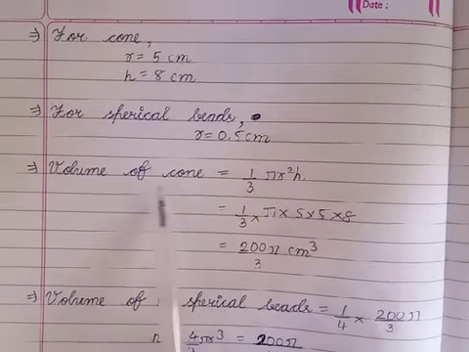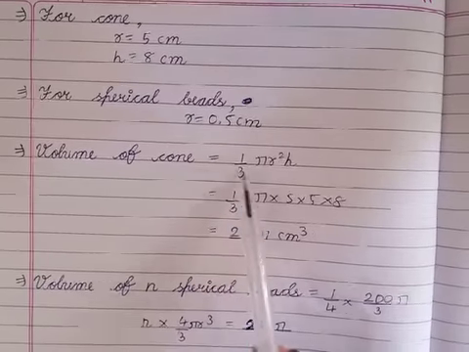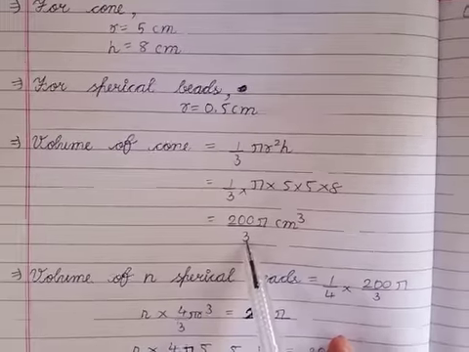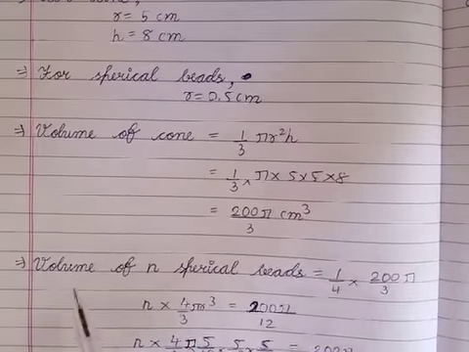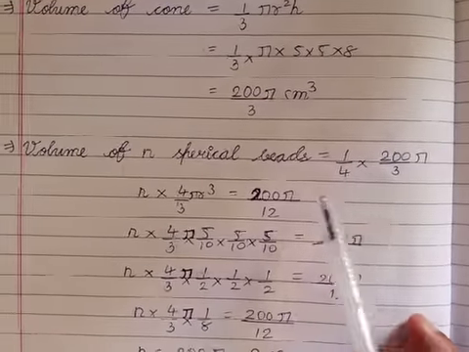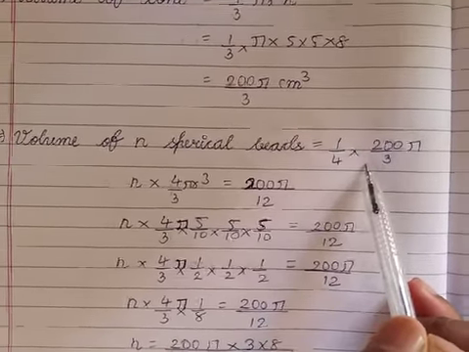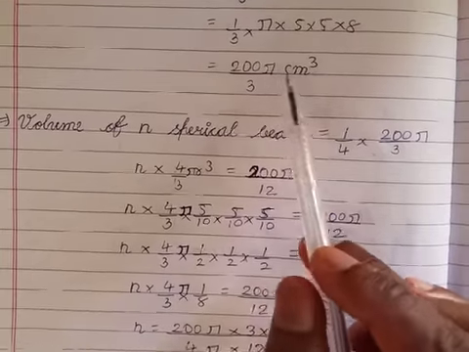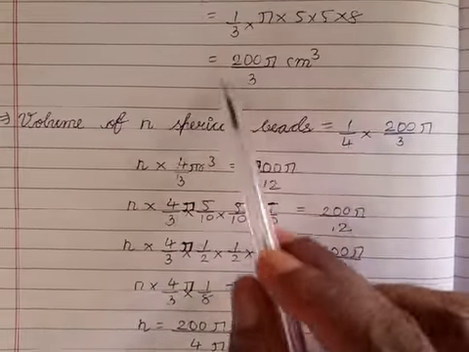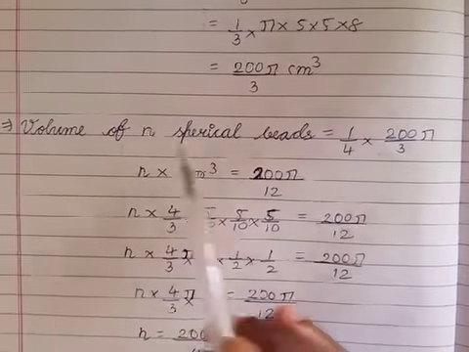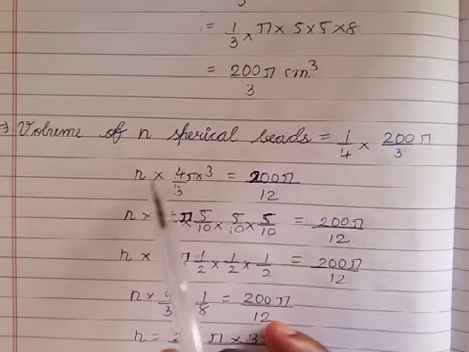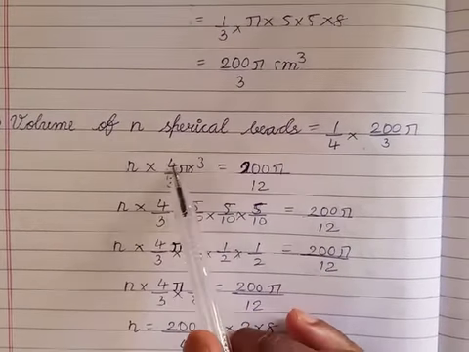First, the volume of the cone will be 1/3 pi r square h. So you will get 200 pi by 3 centimeter cube. Now, the volume of n spherical lead is 1/4 of this volume of the cone. The volume of n spherical leads is equal to n into 4/3 pi r cube.